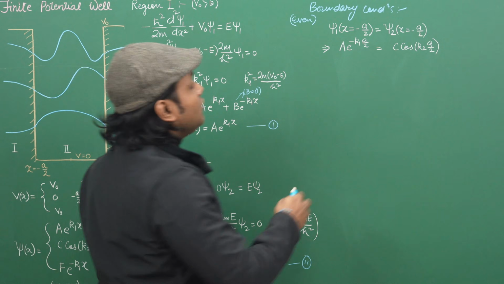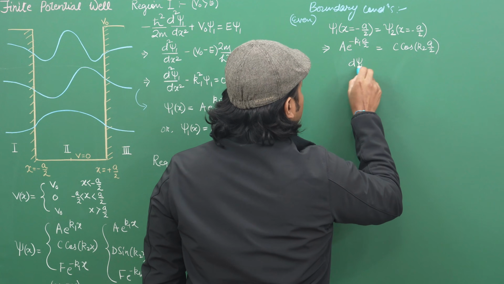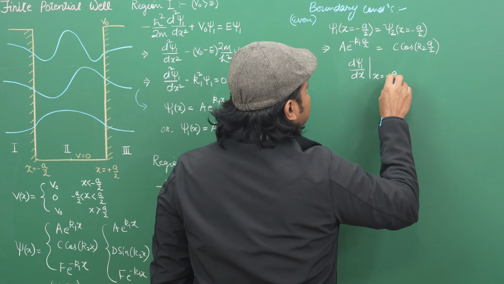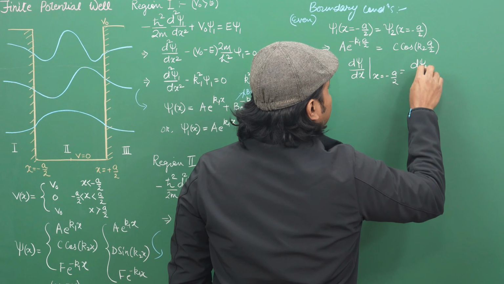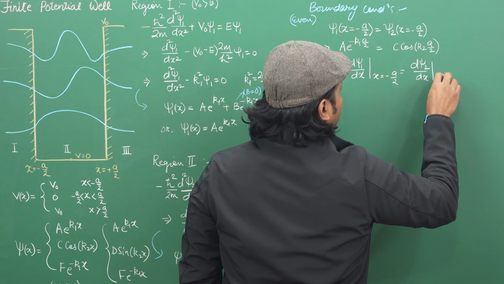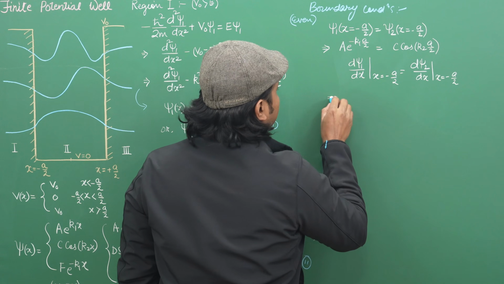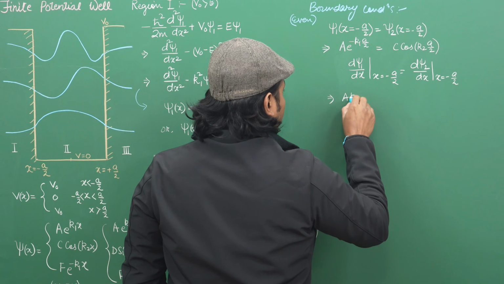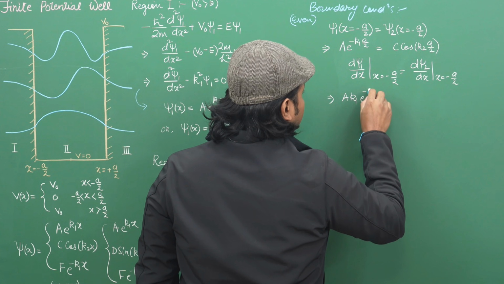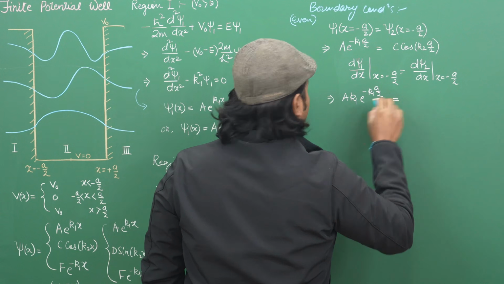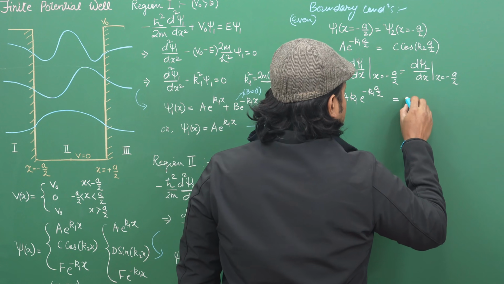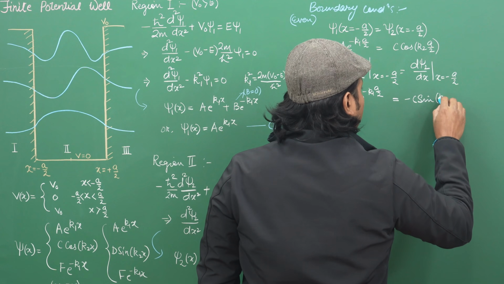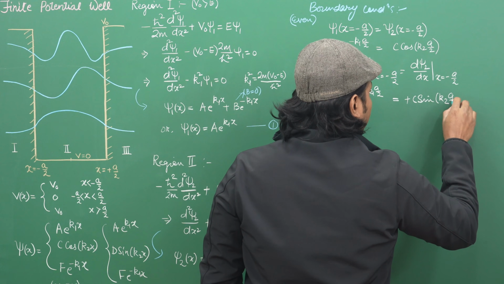Now what about the continuity of the derivative of the eigenfunction solution? So that is also necessary. So d psi 1 upon dx at x is equal to minus a by 2 should be equal to d psi 2 upon dx at x is equal to minus a by 2, which gives us the derivative, which will come out to be A k1 e to the power minus k1 a upon 2, and the derivative of cosine is minus sine, and now here we have k2, and minus a by 2, so this becomes plus a upon 2.